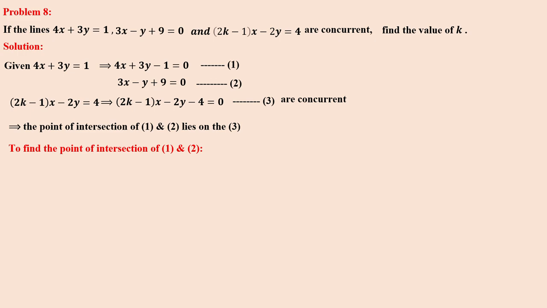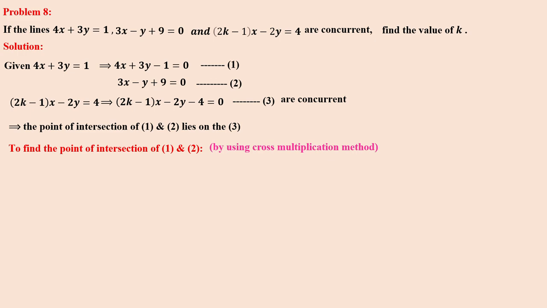Whatever it is, you can take any two equations to find the point of intersection, and put the point of intersection on the third line, which will be satisfied. Then from that you can find the value of k. That is the idea. Now we are going to find the point of intersection of 1 and 2 by using the cross multiplication method.